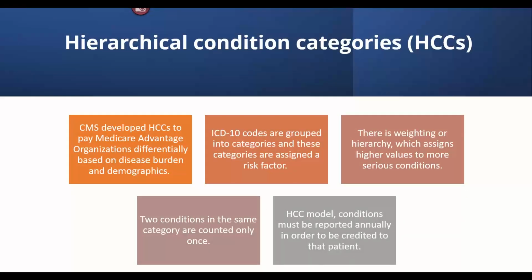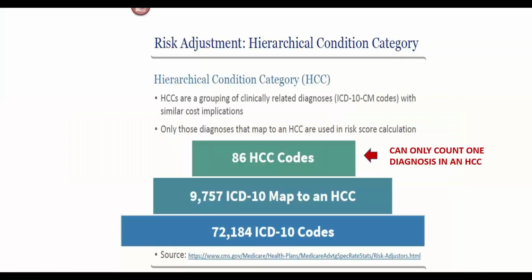So why did they develop these? Well, they had to pay Medicare organizations differently based on the disease burden. So they had to create these categories, and their categories are assigned a risk factor. And then there's a hierarchy weighting, which assigns higher values to more serious conditions. But you can only have one condition in the same category. The big thing is every year you have to enter these again.